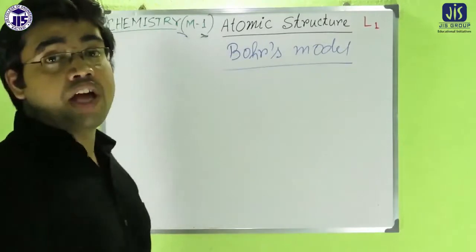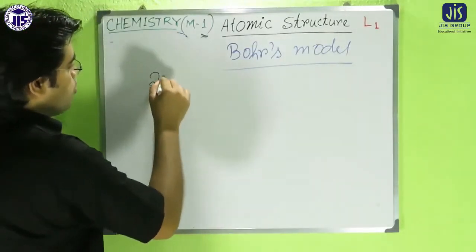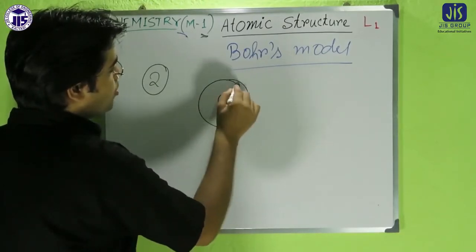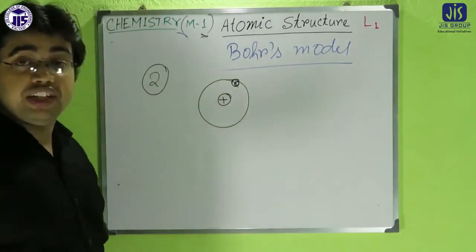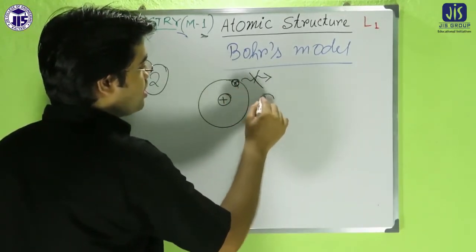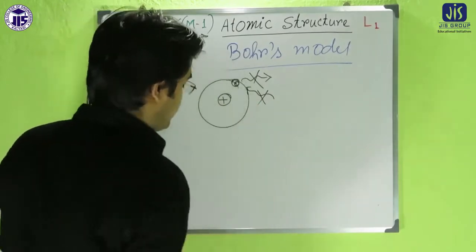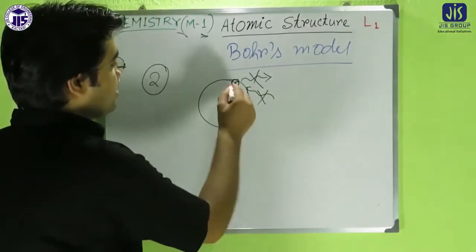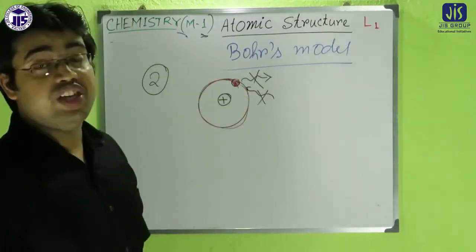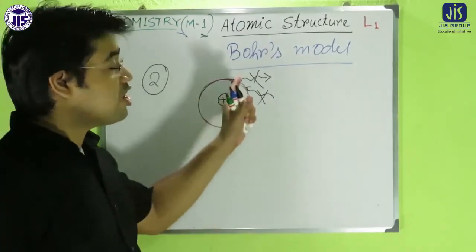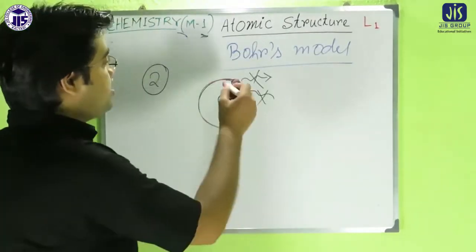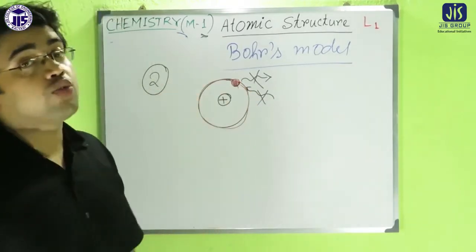Now come to the second postulate of Bohr's model. According to Bohr, when an electron revolves in a particular energy level or particular orbit, it neither emits energy nor absorbs energy. That means when an electron is in a particular orbit, there will be no emission and no absorption of energy. That means the energy of the electron will be quantized.